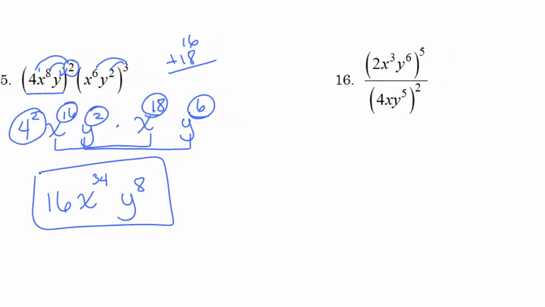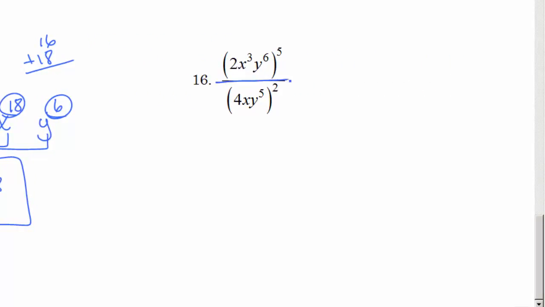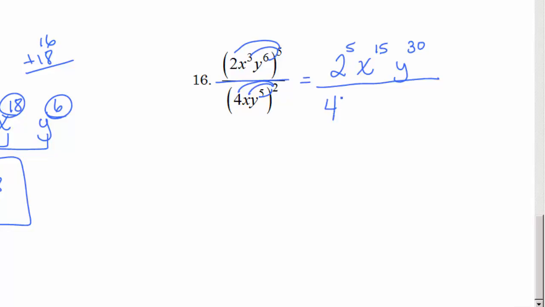Number 16 is really like number 15, except instead of multiplying, we have division. So we're going to do exactly the same thing. I'm going to take this 5 and I'm going to make it go to everything in that parenthesis, including the 2. So again, multiplying those exponents. On the bottom, the 2 is going to go to all of that part.